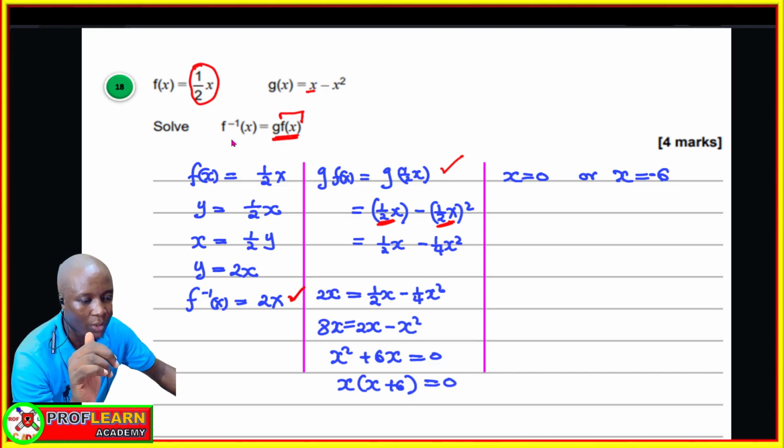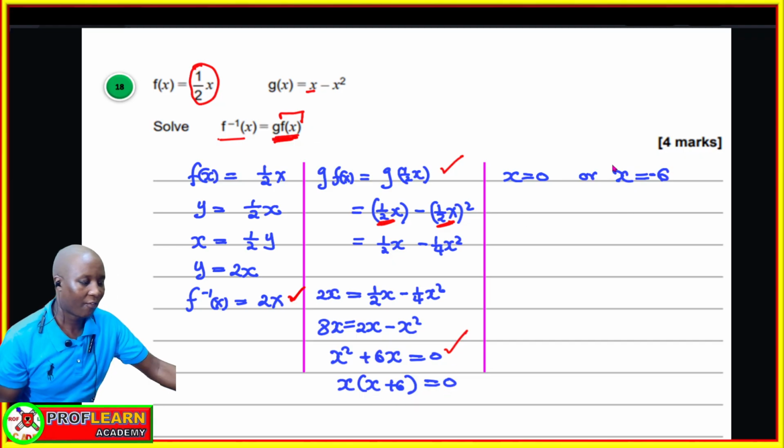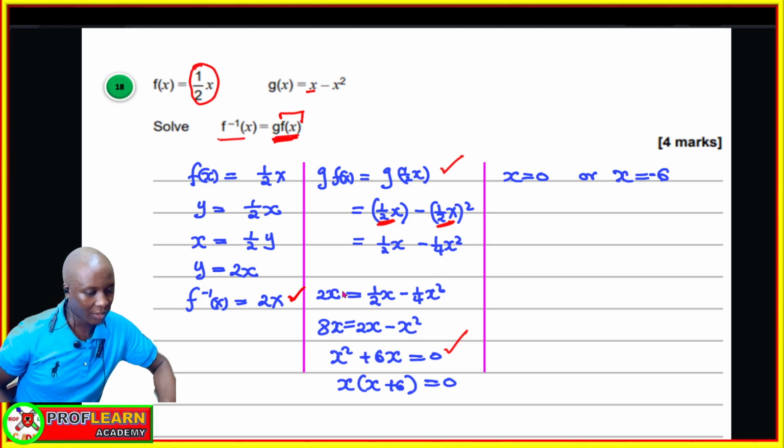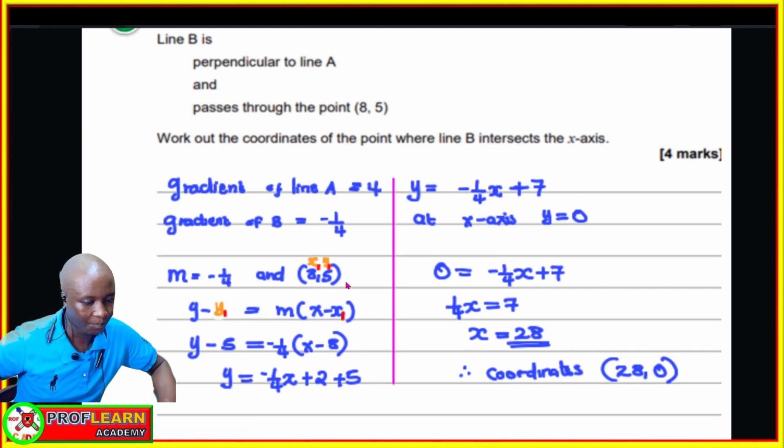And now you equate the inverse function to the composite function. You'll have a quadratic equation, and then you can see now that once I have this quadratic equation, I can factorize, and by factorization I'll have x is equal to 0 or x plus 6 is equal to 0, and we shall have our answers well stipulated there.